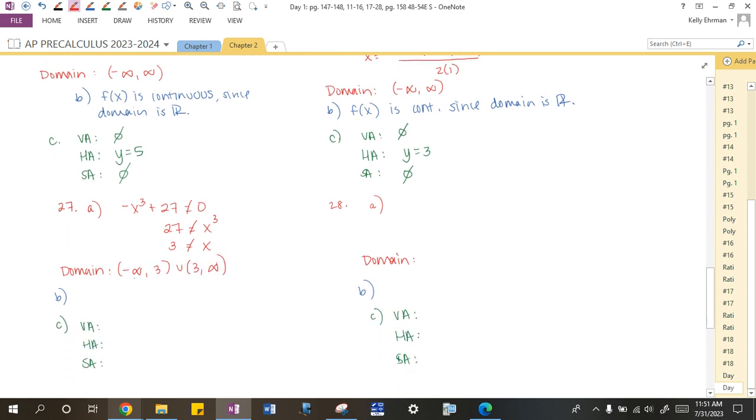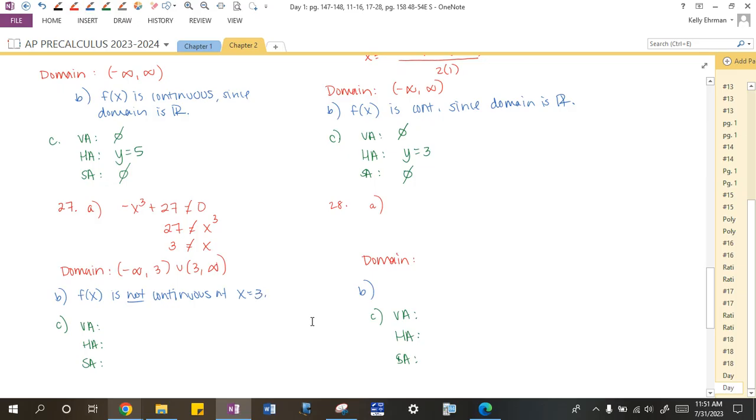And because there's a domain restriction, to determine whether f of x is continuous: f of x is not continuous at 3. It's continuous everywhere else. There were no holes in the graph. There's just this one asymptote. So I'm going to say f of x is not continuous at x equals 3.